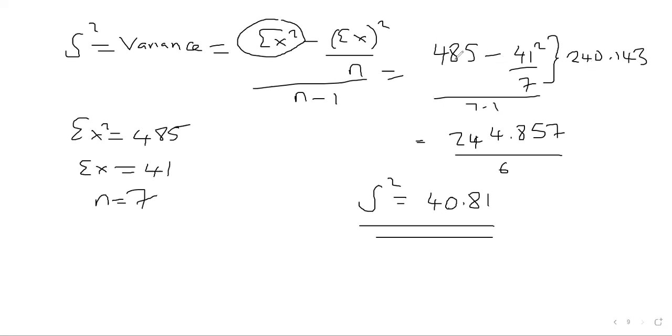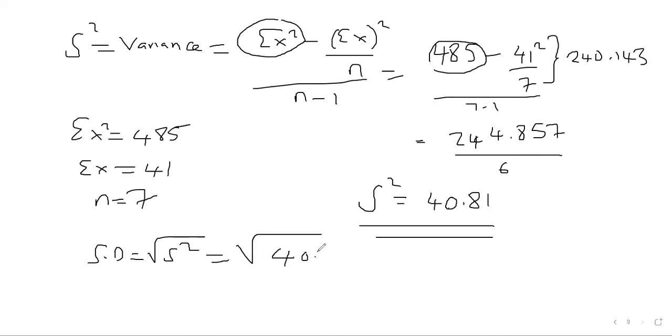So this is 240, you subtract from this figure there. Do it grade 1 way, step by step. 7 minus 1, 6. When you divide that, you get 40.81. That is called our variance. Our standard deviation is when you square root the variance. The square root of 40.81. In this case, therefore, square root that one, we're going to get 6.388.